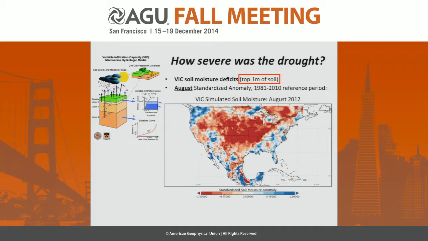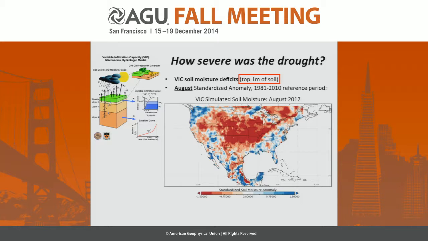And so what I'm showing for reference is the top 1 meter of soil. And this was an assumption, of course, that will affect the severity of the results, basically to try to capture the shallow, sensitive surface soils, but also to go deep enough to really capture the rooting zone of the majority of the vegetation.